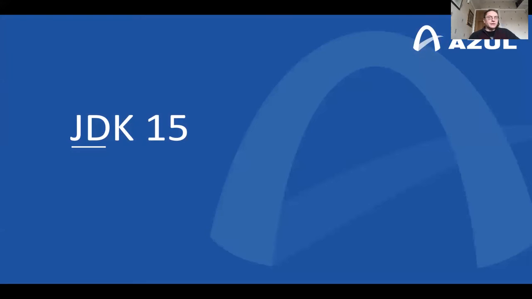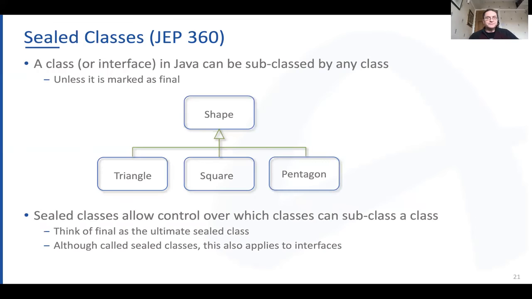JDK 15, so the current release. JDK 15 introduced the idea of sealed classes, and this is JEP 360. Now, in Java, obviously, it's an object-oriented programming language, and it has the concept of inheritance. So what we can do here is we can say we have a class called Shape, and we want to inherit from that. So we can define Triangle, Square, and Pentagon, which are subclasses of Shape.